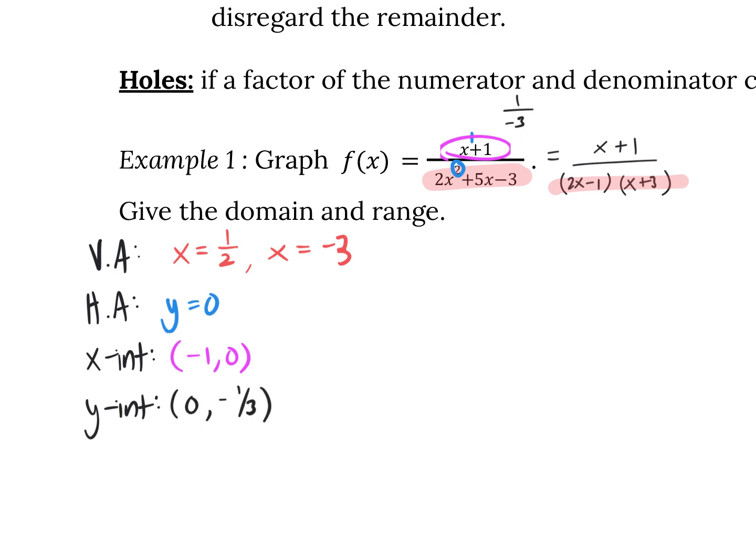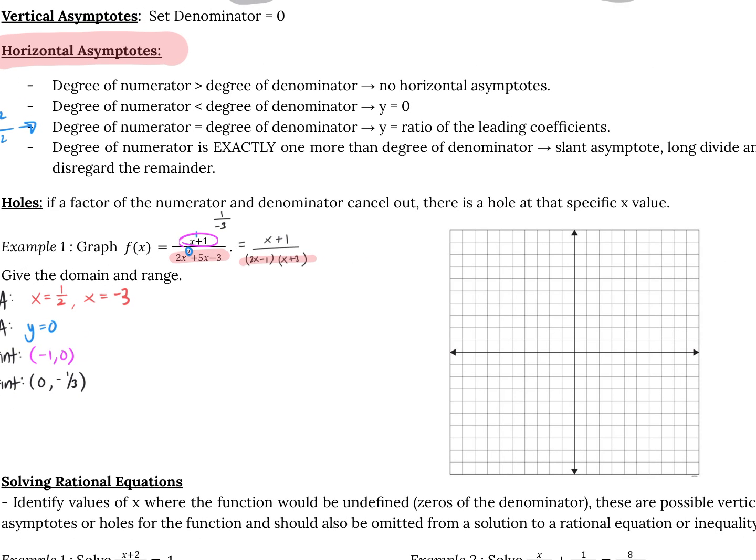Okay, those will be the 4 things that you have to fill out on your test. And then from there, we're just going to graph this stuff, and you are going to draw a quick sketch of what that looks like on the graph to get the rest of the points, okay? So I'm going to draw my vertical asymptotes first at 1/2 and at -3.